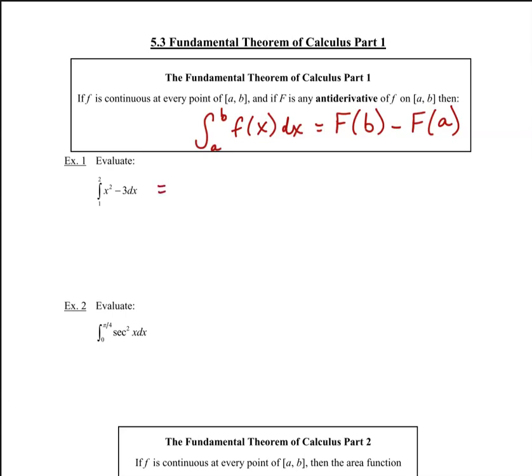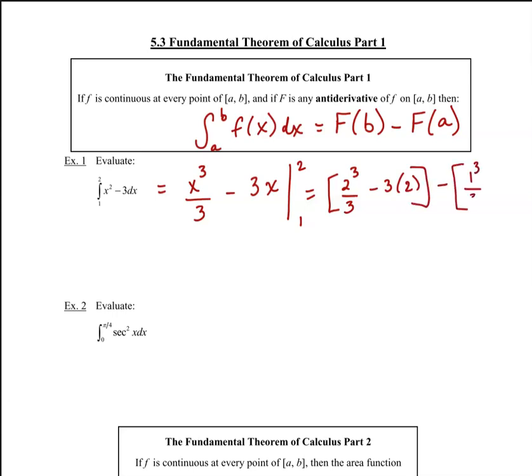So what this theorem says is I'm going to find the antiderivative for x squared minus 3, and that's going to be x to the third over 3 minus 3x. And then I always write this using kind of a bar here, and I say from 1 to 2. So this theorem says I'm going to evaluate this antiderivative at the upper limit, which is 2 to start off. So I've got, and I'm going to use a bracket here to kind of separate everything, 2 to the third over 3 minus 3 times 2. And then we're going to subtract 1 to the third over 3 minus 3 times 1.